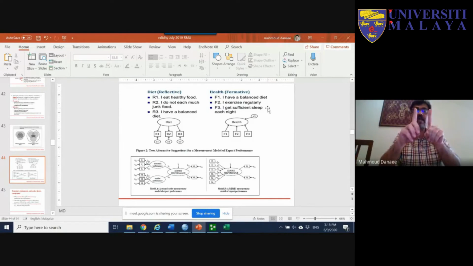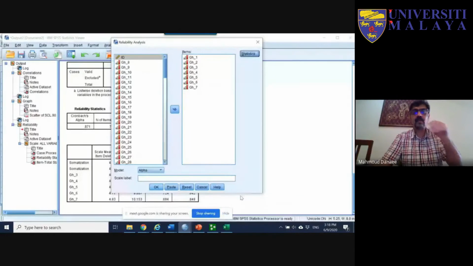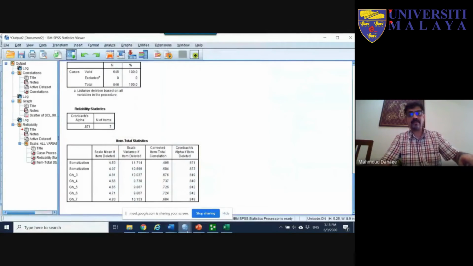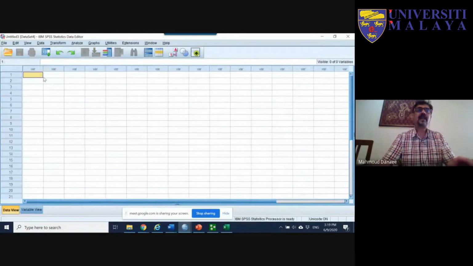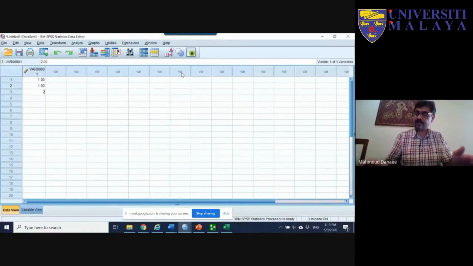It means for each item, we try to correlate the results of the first and second assessment, test and retest. And for that, we need to calculate the ICC, intraclass correlation. So look at here. Let me give you an example in SPSS. Suppose that people answer the first item, based on the Likert scale of 5: 1, 1, 2.